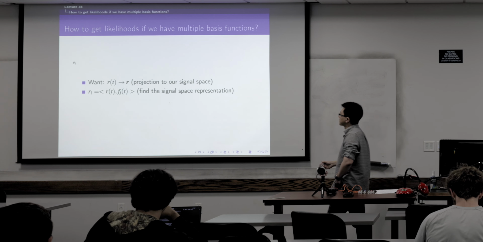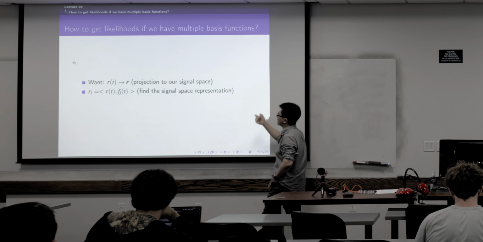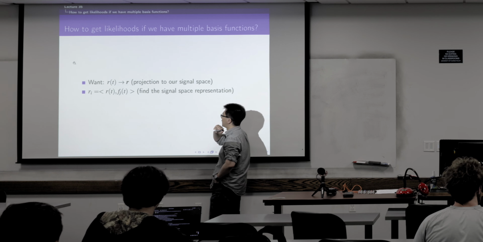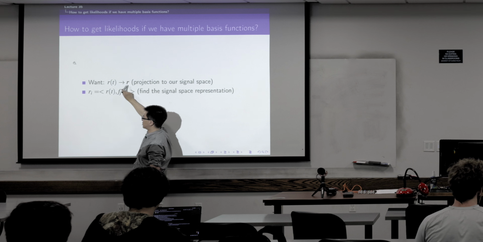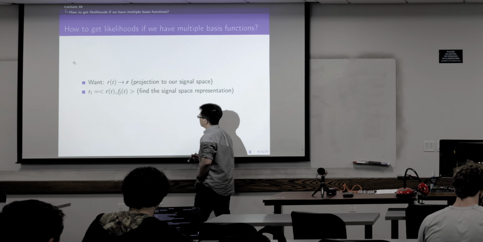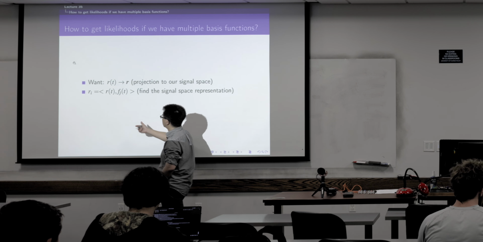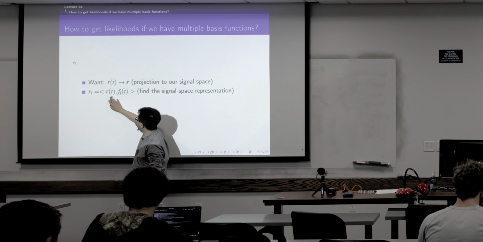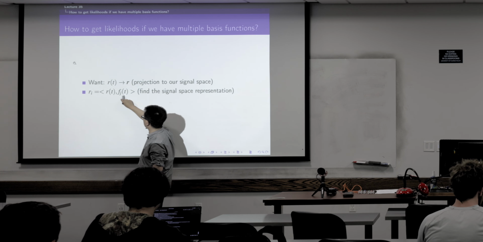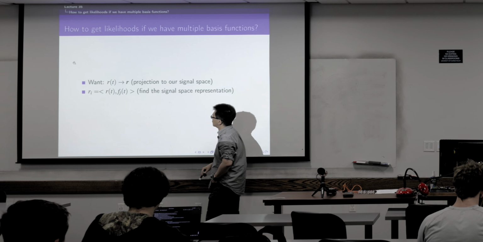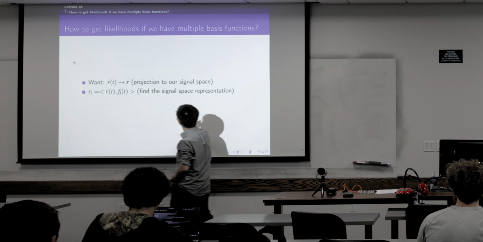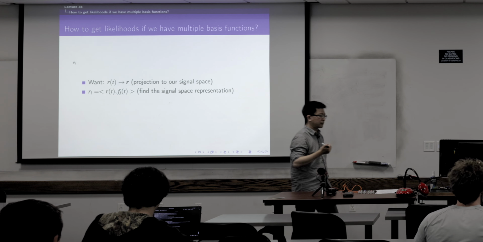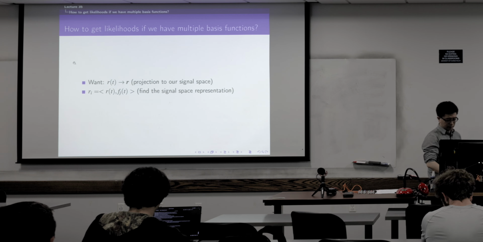Here is basically what I just said. We project r(t) to r, which is a signal space projection, and each item in r is equal to the inner product between r(t) and fj(t). Here should be j instead of i. So this is the signal space representation of r.